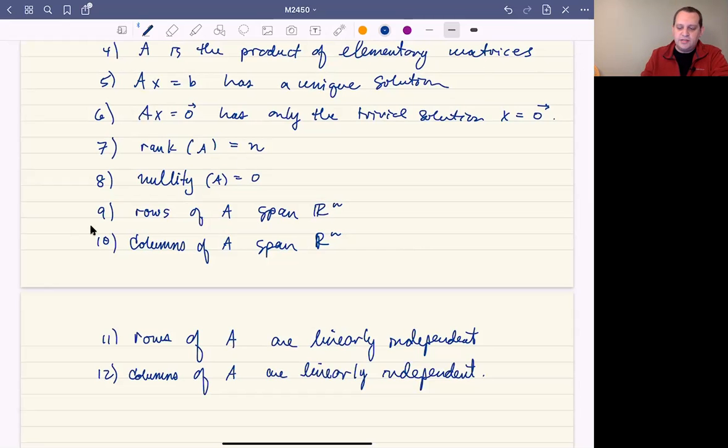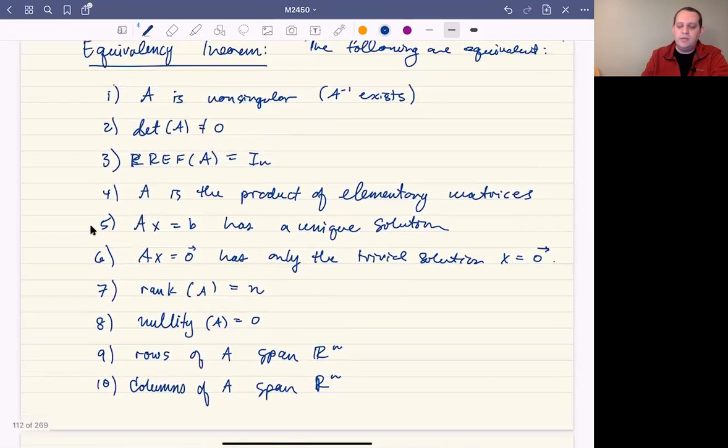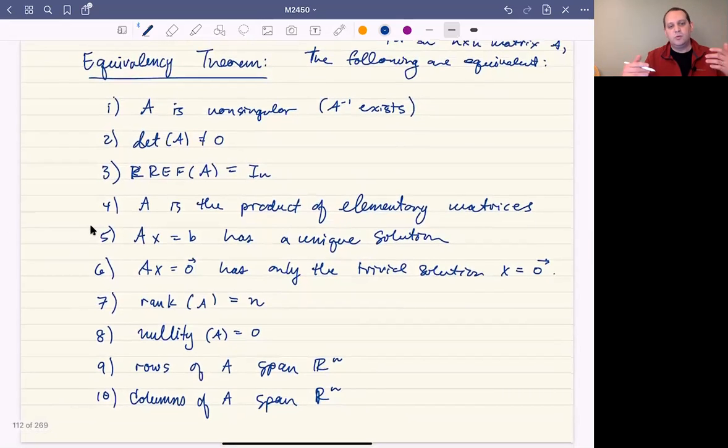One last thing I want to say about this theorem: when I call it the equivalency theorem, what I mean is that all of these statements are equivalent in the sense that either they're all true or they're all false. So if you know any one of these things, for example, if you know that the determinant of a matrix is non-zero, that tells you everything else about that matrix A. It tells you that A has an inverse, that A is the product of elementary matrices, that the rank of A is n, and so on.